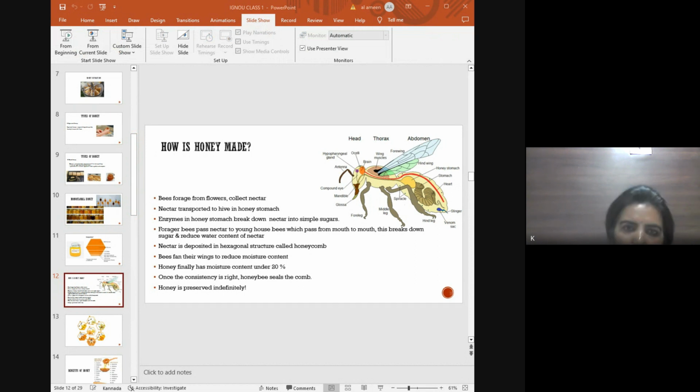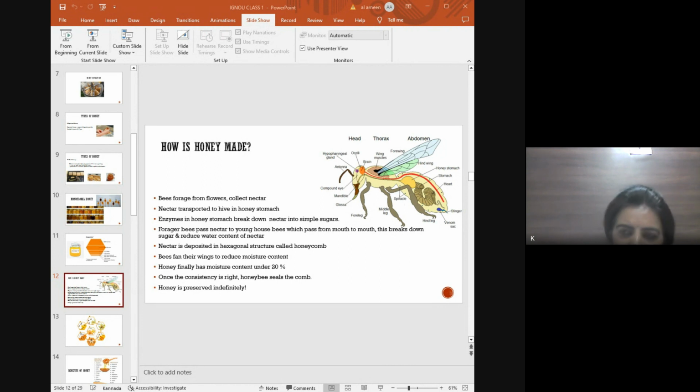In the honeycomb, once it goes there, if you just put it there, you know what happens? Yes. Once honey is put into the comb, if it is kept as such, it will ferment. It will not stay as such because of the high moisture content. It will get spoiled.